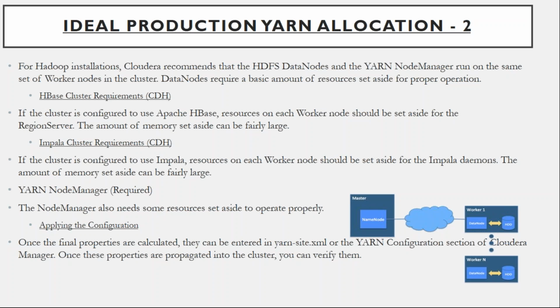In MapReduce 1, it is job tracker on the name node, task tracker on the worker node. In Yarn, it is resource manager on your master, and node manager on your slave. That is an important concept. Here what they say is your data node and your Yarn node manager must be sitting on the same set of worker nodes. Perfect. Data node requires a basic amount of resources set aside for proper operation. Good understanding.